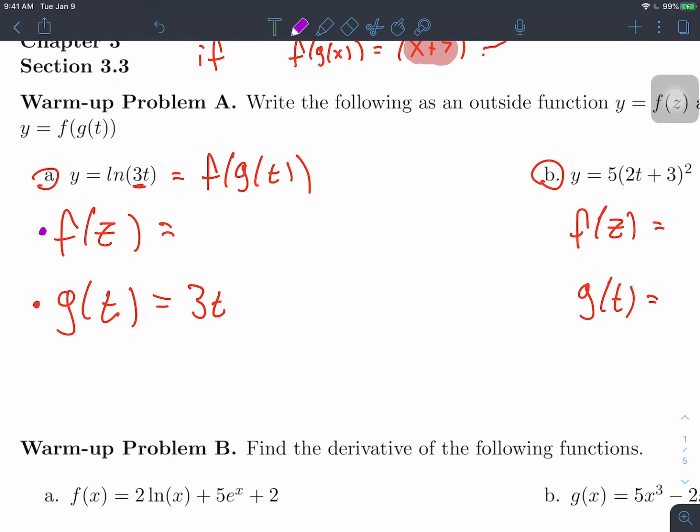Any thoughts in the far back? Or not super confident in your answer? Yeah, exactly right. ln of z. Thank you. Yeah, it should be ln of z. So we just decompose ln of 3t into what's the inside function and what's the outside function, right? That's kind of what we're doing here.